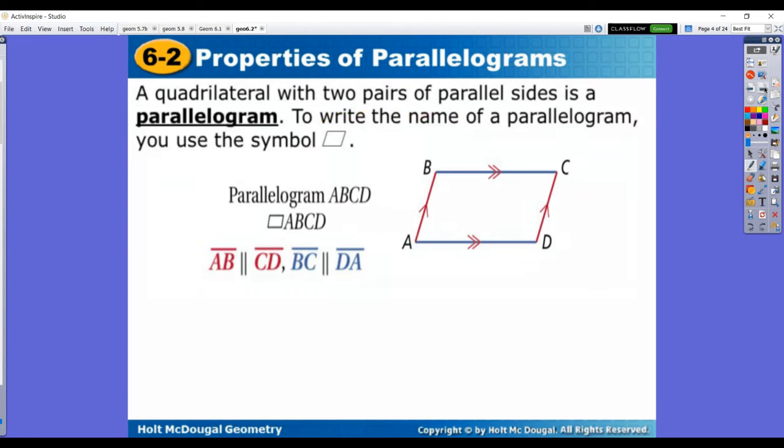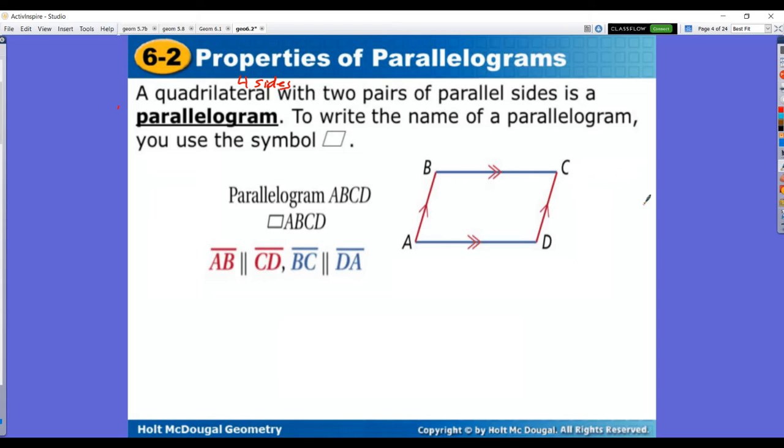All right, so let's take a look at what a parallelogram is. It falls under the category of a quadrilateral, which means it's going to have four sides. It is a four-sided figure, and it has two pairs of parallel sides. That would end up making a parallelogram. We use this symbol here to show that we have one, as we can see here with parallelogram ABCD. Take a look, our opposite sides are going to be parallel, as we can see here. And this is typically what a parallelogram would look like.